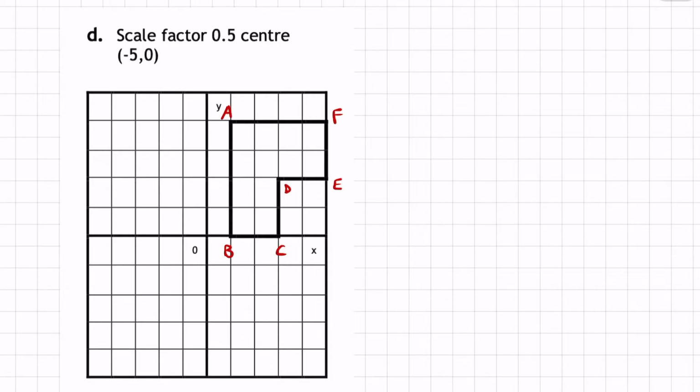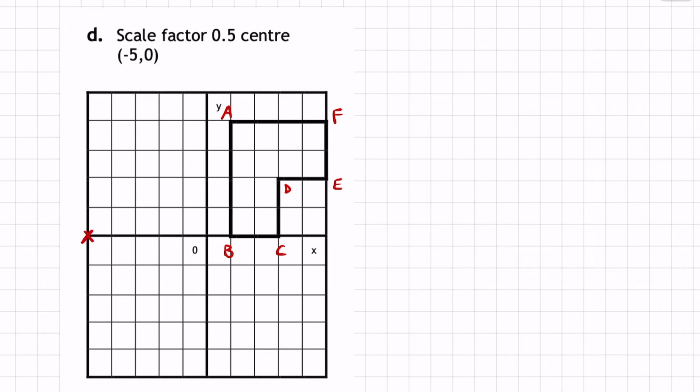Not only do we need to be able to describe what has happened, we also need to be able to follow the instruction and draw the image correctly. In this question, we want to enlarge the shape by a scale factor of 0.5, about the center (-5, 0). We are given the enlargement center. Let's label it first. (-5, 0) is over here.